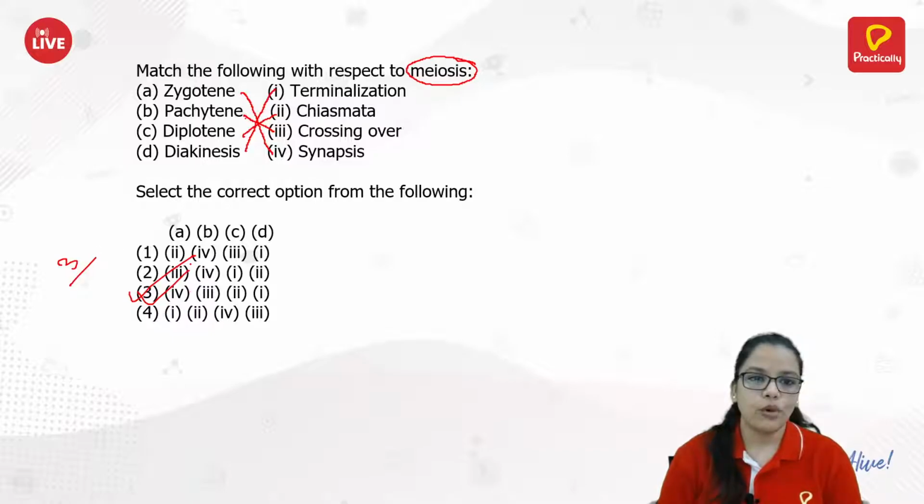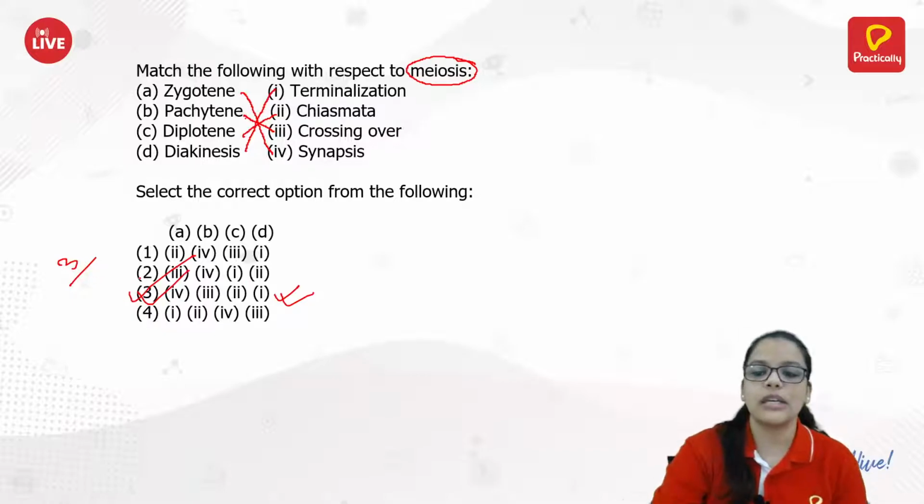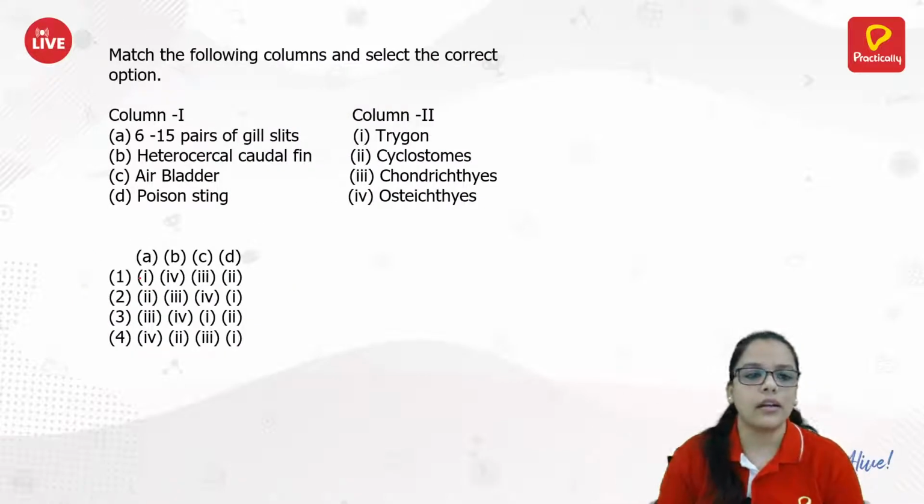First option. Okay, A4, we'll try to match it. B3 crossing over, right. C2 chiasmata, done. And D1 diakinesis, terminalization. Then we know if we match all 4 of them, we know that the answer is correct. Okay, so the answer is 3. Next, okay, again another one.